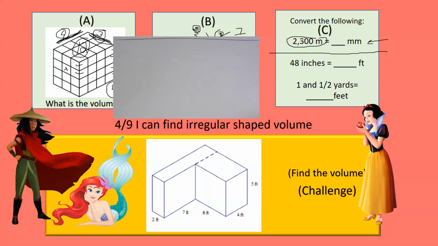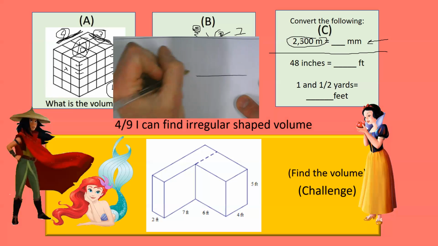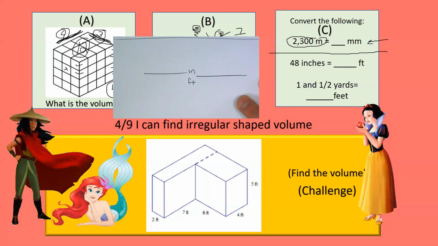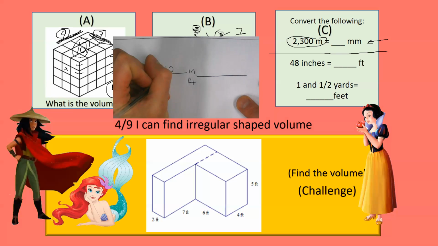Next one, we are starting with 48 inches and going to feet. So I like to do the old double blinker. We're going from inches to feet. On the left, I'm going to put what I know. I know 12 inches equals 1 foot. On the right, I'm going to put what I have. Right now, I have 48 inches.